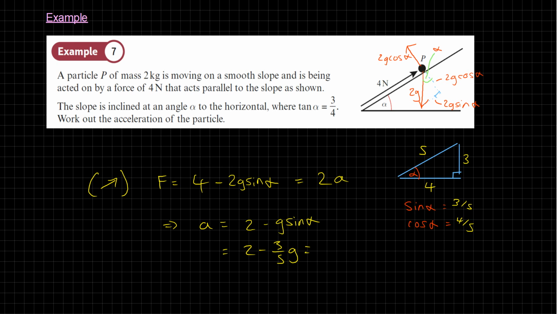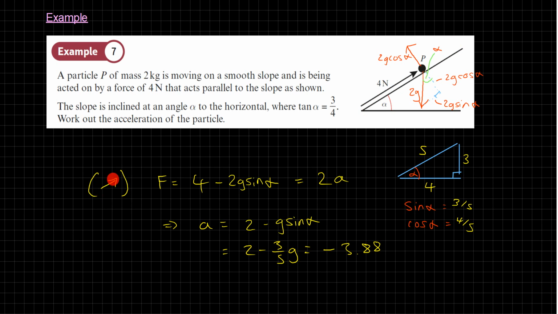And let's work that out. So it's 2 minus 3/5, that's 0.6 times 9.8. And you get minus 3.88. Right. And then what's that minus telling us? We have to be careful here and acknowledge what direction we were resolving in. I know we were resolving along the slope, but which direction?